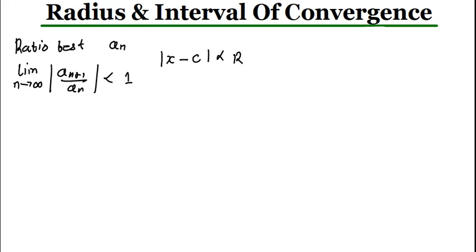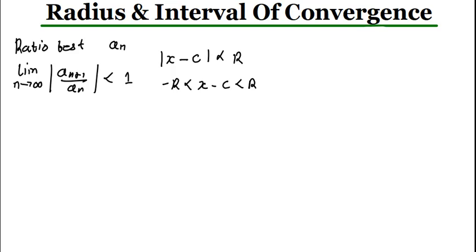Now, about the interval of convergence. When you write it in this way, what you have here is automatically the radius of convergence. Now, what about the interval of convergence? For the interval of convergence, you just have to remove these absolute value symbols. When you remove those absolute value symbols, you can have minus r less than x minus c less than r, like that.